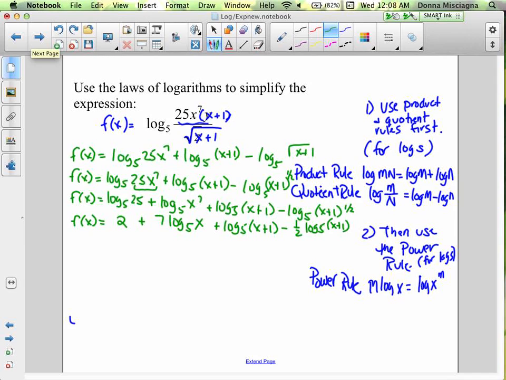All right, so now we can take the derivative. F prime of x equals the derivative of the constant, which is 0. All right, so now on to the next one. The derivative of 7 times log base 5 of x, all right, so it's just an x, so it's 1 in the numerator, but times 7. So 1 times 7 would make that a 7.